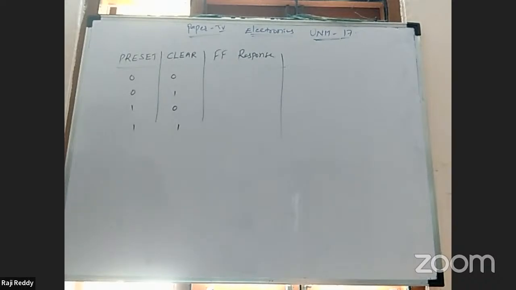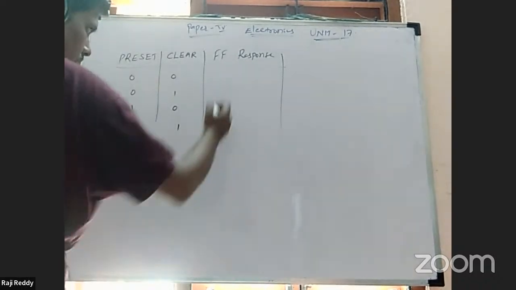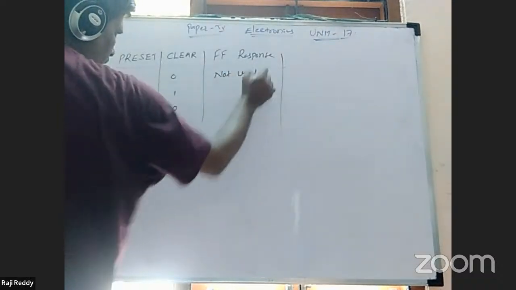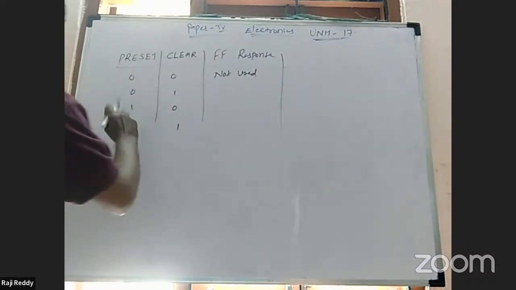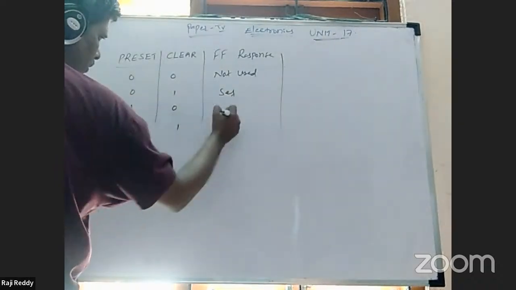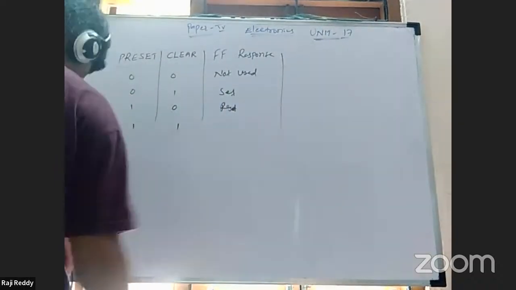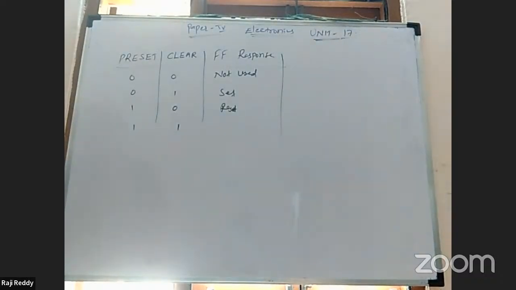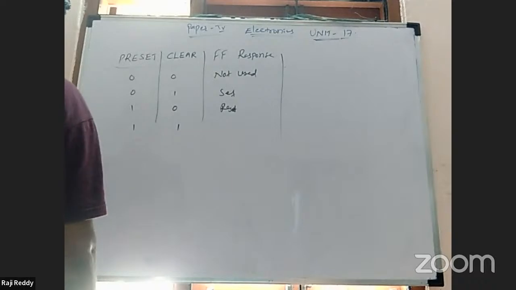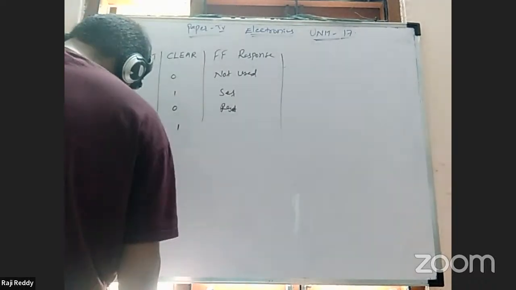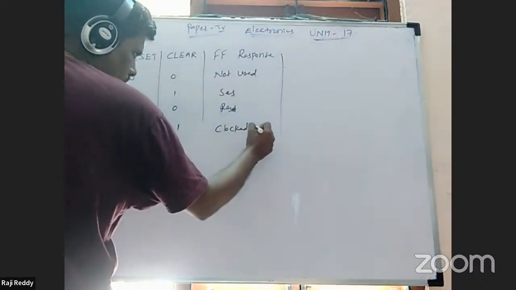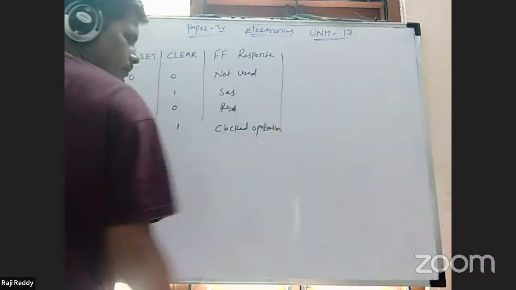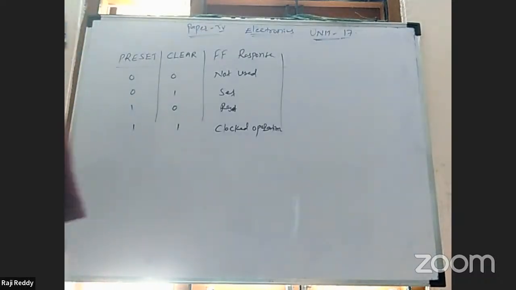When you are giving 0 0, in that condition it is not used. In the previous data, whatever is there, that only it can reflect. Now, when it goes to 0 and 1, it will get set. 1 to 0, it will get reset. Then when you give both inputs, preset value and clear value, as 1, it will do clock operation. In that condition, clock, or else you can explain the reverse order, clocked operation. Okay?